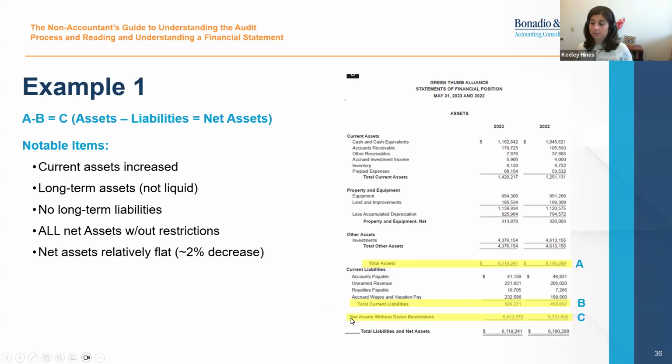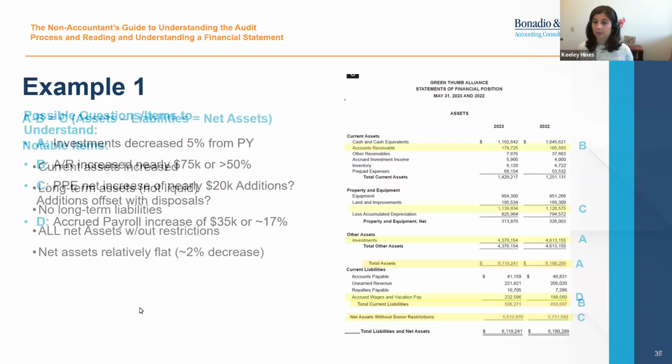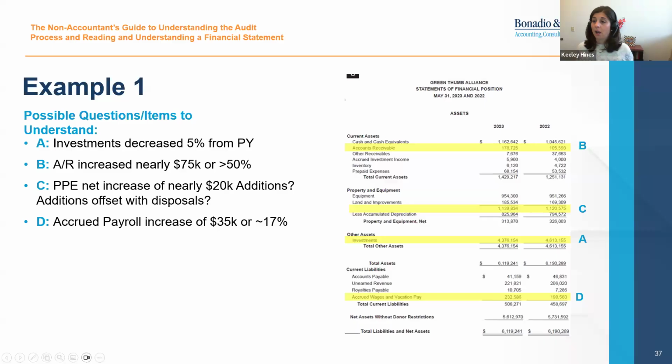And so that can impact your ability to spend or make changes or really make those resources available. So this story tells me you have net assets without donor restrictions. Okay, whatever you have in assets minus your liabilities is available for use. And your net assets are remaining relatively flat year over year. Okay, so possible questions and maybe items to consider.